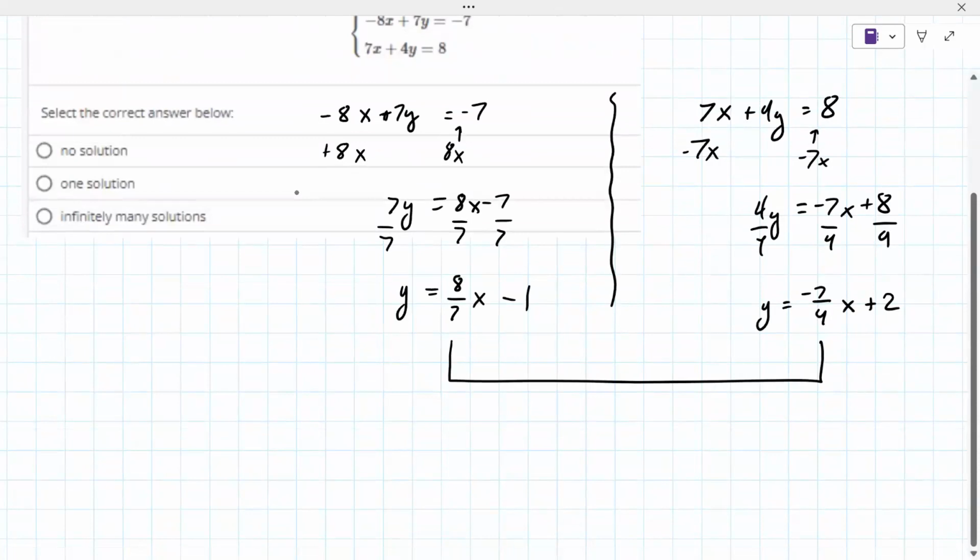Okay. So the first thing you ask yourself is, do these have the same slope? No. So when they do not have the same slope, there's always one solution. If they have the same slope, there are two possibilities.